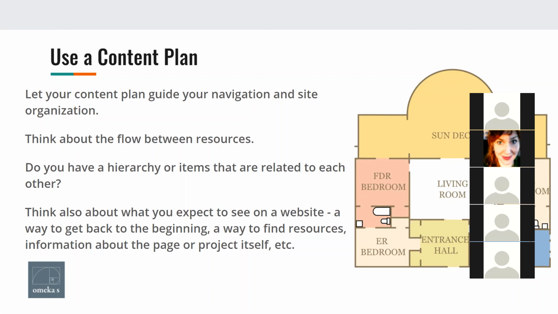So also think about what you expect to see on a website, because all the Omeka sites are websites. Things like a way to get back to the beginning, a way to find resources, information about the project itself, all of that kind of stuff. If you have a marketing team or a PR person or somebody who's good at writing promotional verbiage, then that might be a good person to reach out to: hey, we need something really catchy on that front page to grab people's attention. Can you help us write some verbiage and things like that?